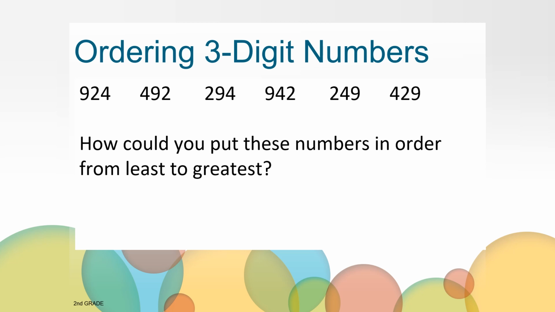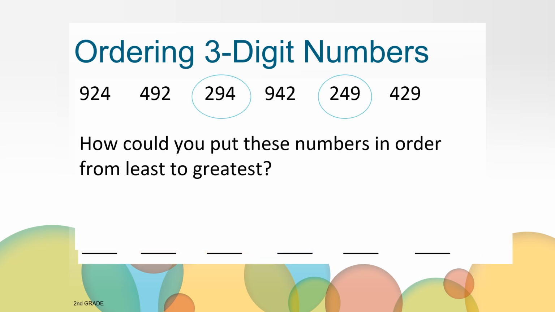That's right, 294 and 249 both have 2 hundreds. So which one is the smallest? We must look at the tens place. 294 has a 9 in the tens place, and 249 has a 4 in the tens place. So 249 is smaller.